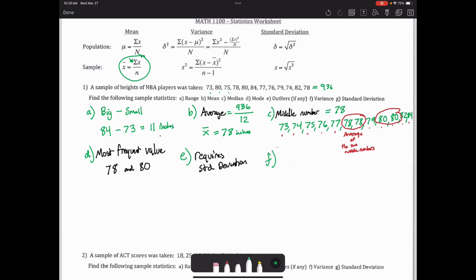Let's talk variance. Variance deals with how far is each data value from the mean. That's what variance deals with. And that's actually what standard deviation is about as well. So variance and standard deviation are very, very closely related. But the idea behind variance and standard deviation is how far is each data value away from the mean.